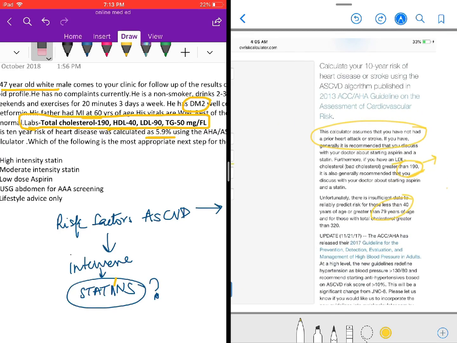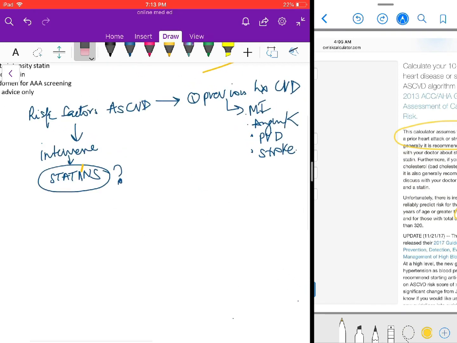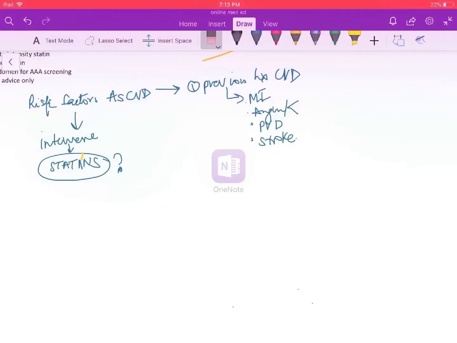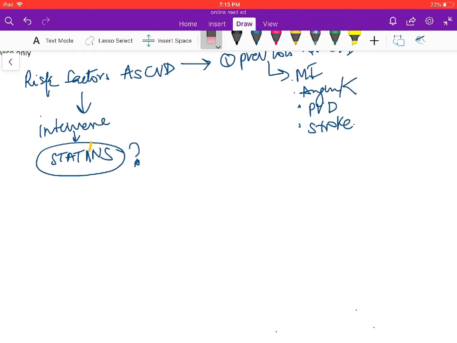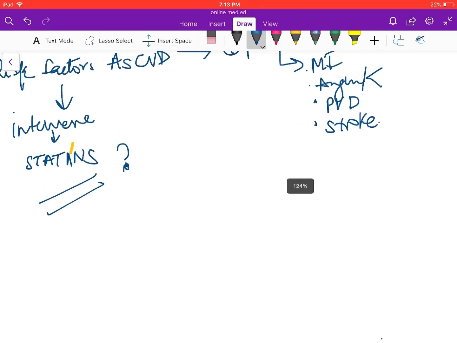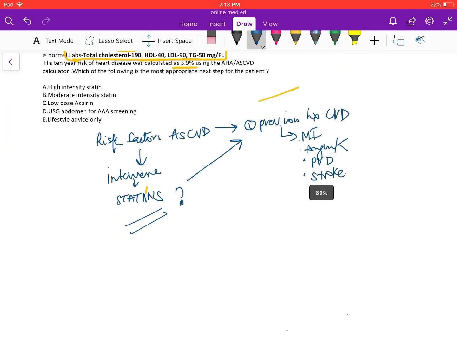Now, the next thing we're going to do is, let's go back to the whiteboard and see what are the populations that need statins based on their 10-year risk of CVD. Now, as we talked about, the population at the most risk for CVD is people who've had a previous episode. Number one, they should definitely be started on a statin.